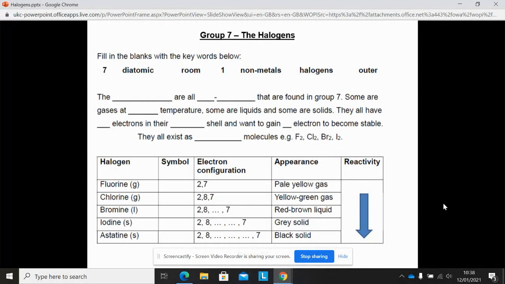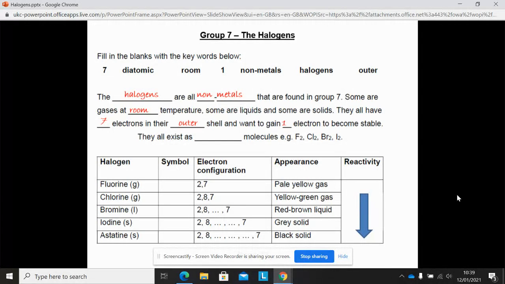Okay, so we're carrying on then with group 7, the halogens. I need you to make sure these are completed in your document. We're filling in the blanks with the keywords below. Group 7, the halogens, very similar to the alkali metals. The halogens are all non-metals. They are found in group 7, the far group in the periodic table on the right hand side. Some are gases at room temperature, some are liquids, and some are solids. They all have 7 electrons in their outer shell, hence the reason they are in group 7. And they want to gain 1 electron to become stable.